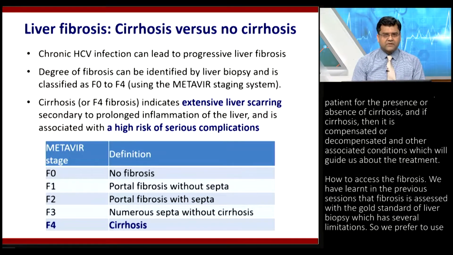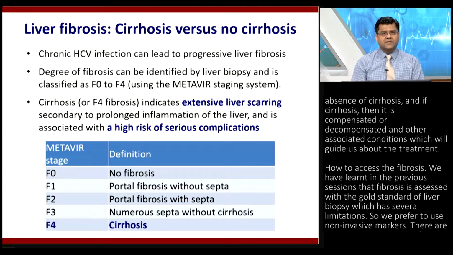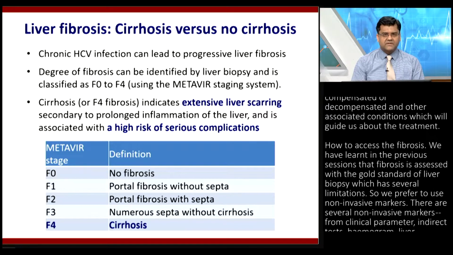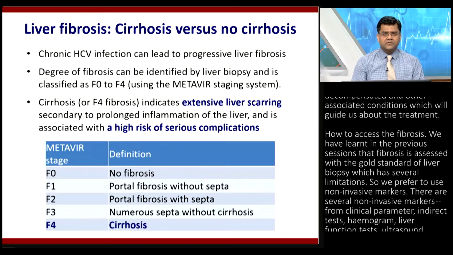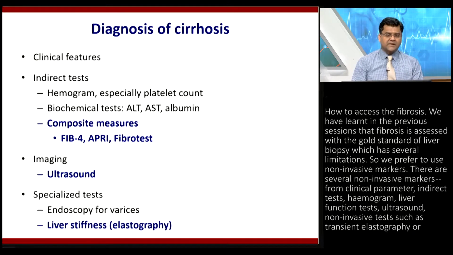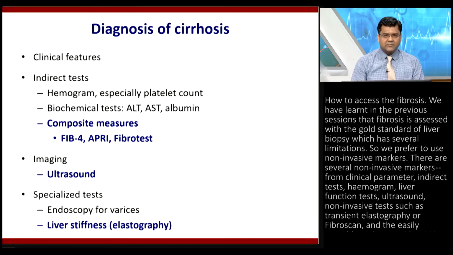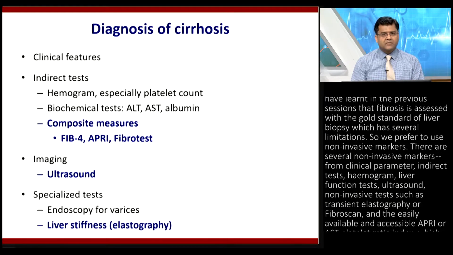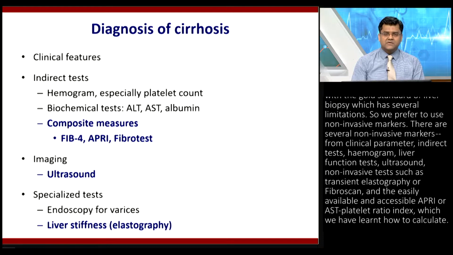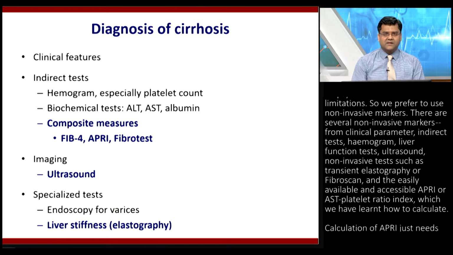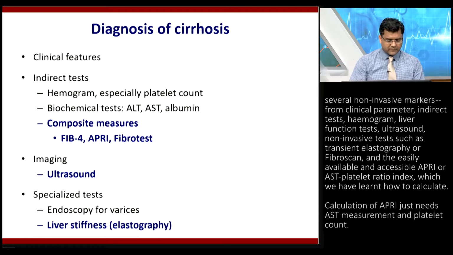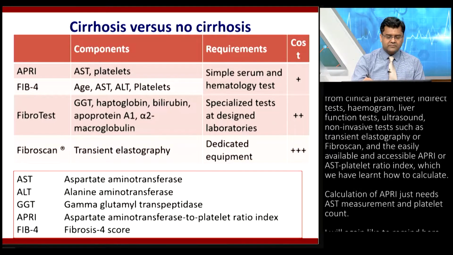How to assess for fibrosis? We have learned in the previous section that fibrosis is assessed with the gold standard of liver biopsy, which has several limitations. So, we prefer to use non-invasive markers. There are several non-invasive markers: clinical parameters, indirect tests, hemogram, liver function test, ultrasound, non-invasive tests such as transient elastography or fibroscan, and the most easily available and accessible is the APRI index, the AST platelet ratio index, which we have learned how to calculate.